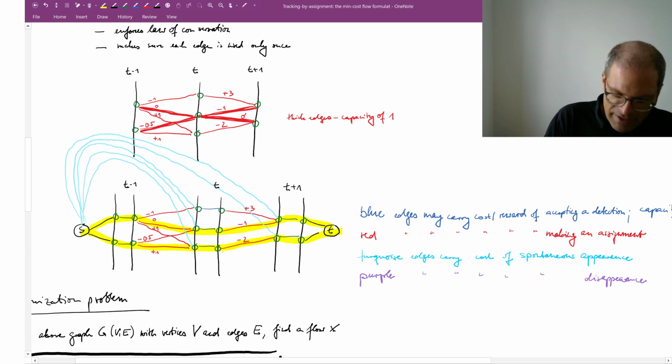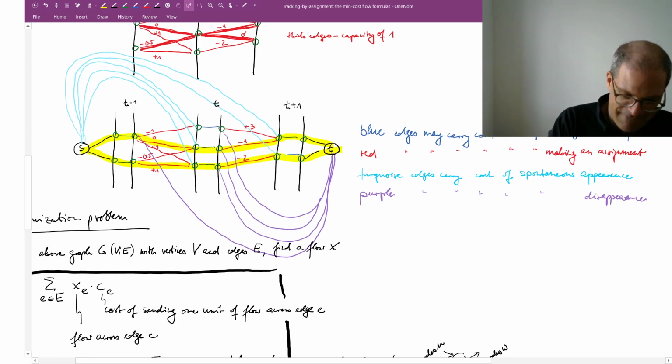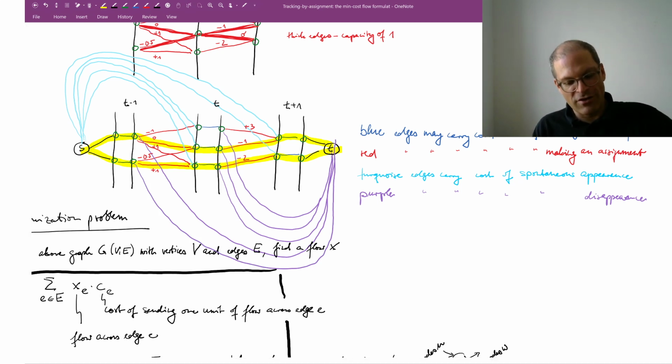The disappearing edges give me an early exit from my model to the target. All right, I've drawn each and every one of them. So we need to give an appropriate cost to these extra edges, or otherwise my model will just use them all of the time and will not produce any reasonable tracks.